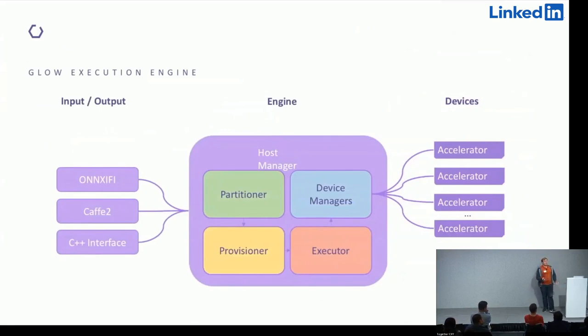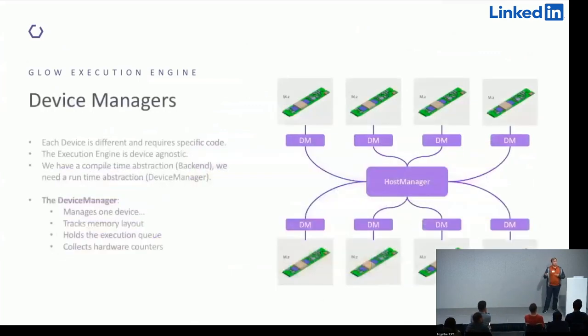If we look at it from an architectural point of view, it looks similar to the compiler. You have your inputs on the left, ONNXIFI, Caffe2, the C++ interface. But now we have this host manager. That host manager is the host level abstraction and interface into Glow. It's comprised of four main components: the partitioner, the device managers, the provisioner, and the executor. These then go out and interface with the hardware accelerators.